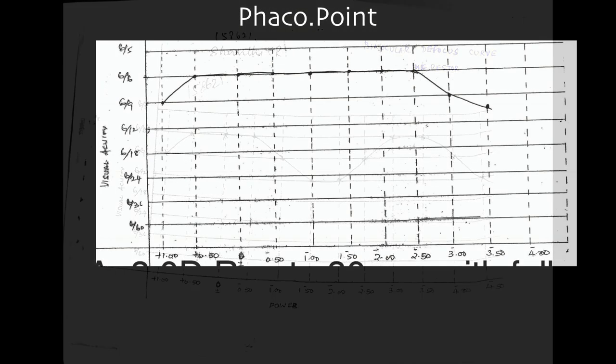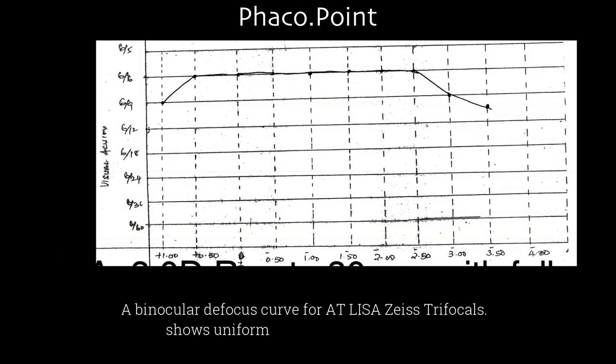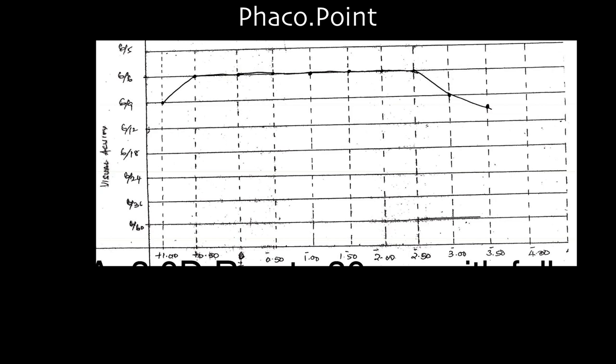Now, this binocular defocus curve is of a AT LISA trifocal intraocular lens. This shows a good range of vision across all distances. The plot looks almost too good to be true. However, it was personally plotted by me, and this is how the trifocals can really work.